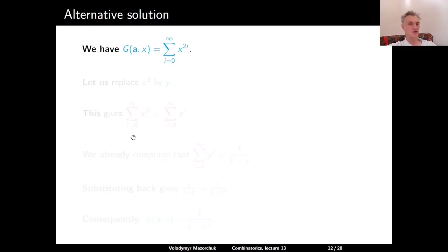So we know that the generating function for our sequence by definition is equal to the sum over all i from 0 to infinity x to the power 2i, because the even components should be with coefficient 1 and all odd powers of x disappear. Let us replace x squared by y. Then we can write our sum over all i of x to the power 2i as the sum over all i of y to the power i.